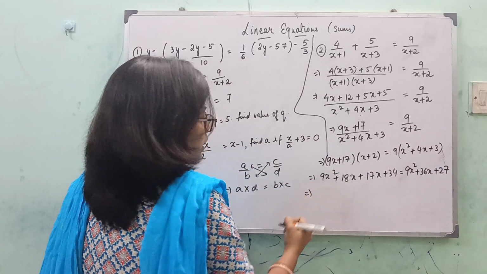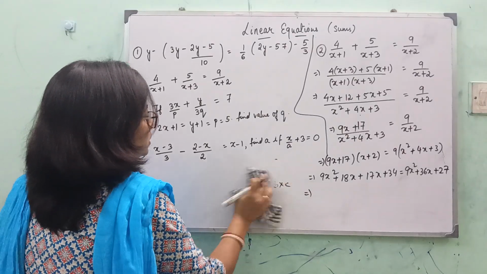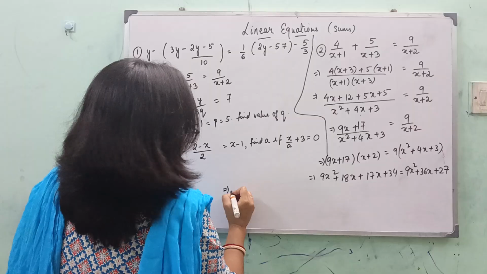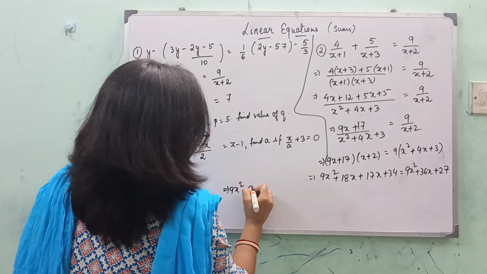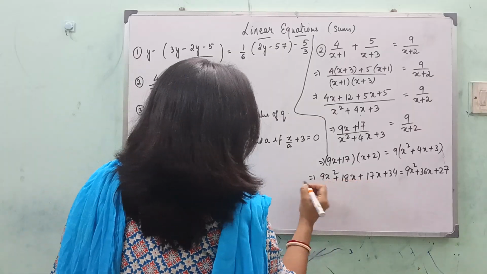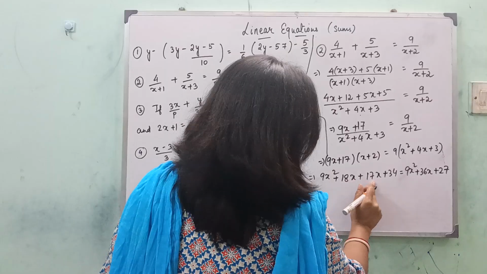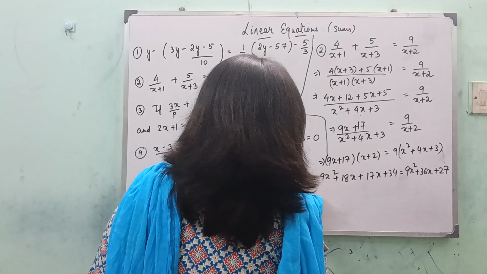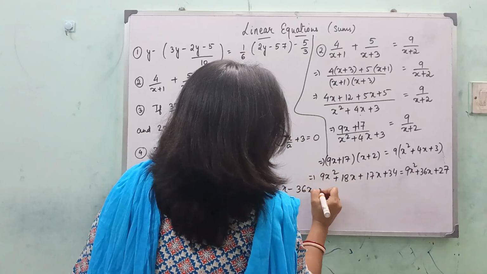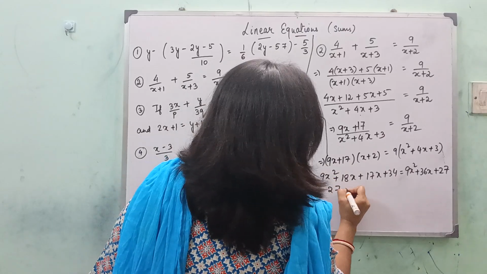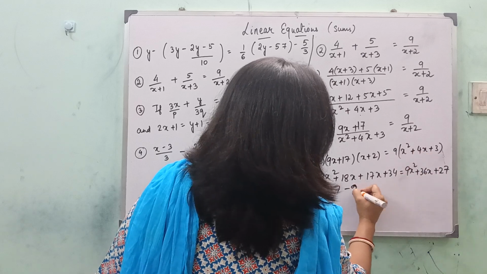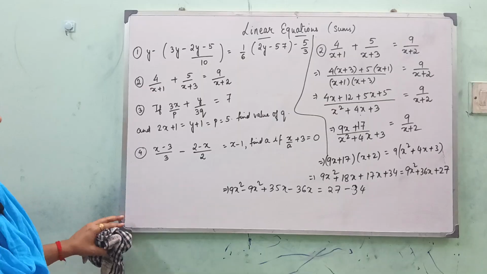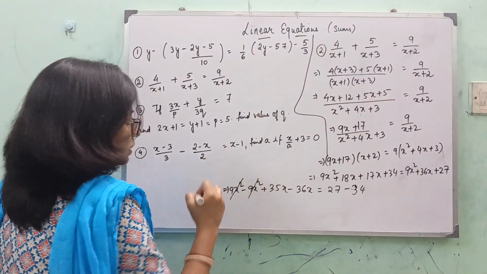Now we will bring the terms of x square and x on one side. So 9x square minus 9x square. This is 18 plus 17 is 35x. So plus 35x. This 36x comes this side, minus 36x, equals 27 minus 34. Taking the 34 on the right hand side becomes minus 34. So these two become 0.